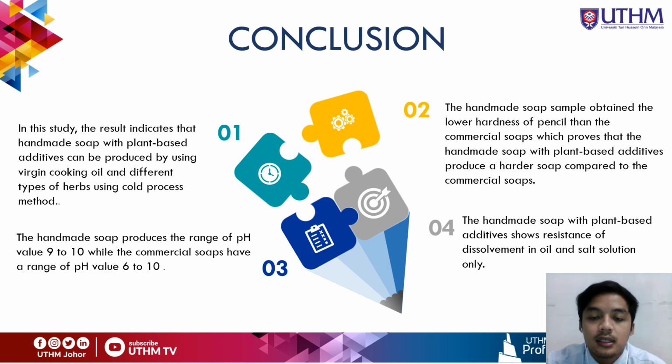And also the handmade soap with plant-based additive that has been produced obtained a lower pencil hardness compared to the commercial soap, which proves that the handmade soap with plant-based additive produces a harder soap compared to the commercial soap. And also the handmade soap with plant-based additive produces the safest range of pH value for soap, which is 9 to 10, while the commercial soap produces a pH value in the range of 6 to 10.